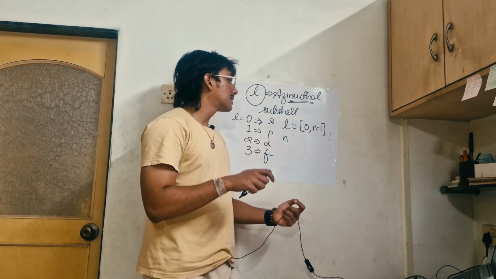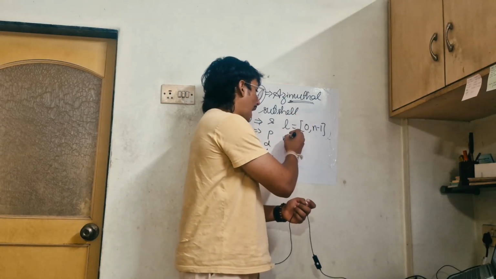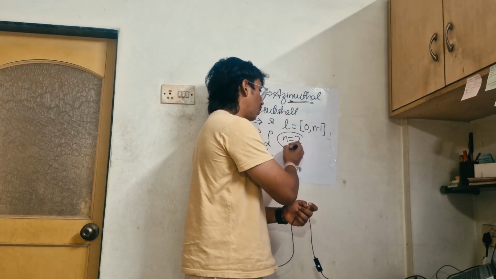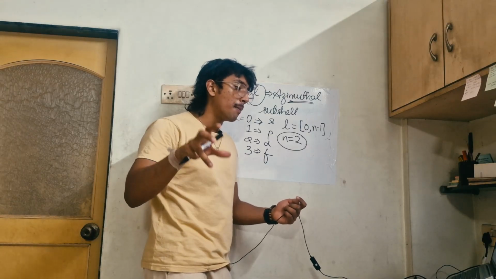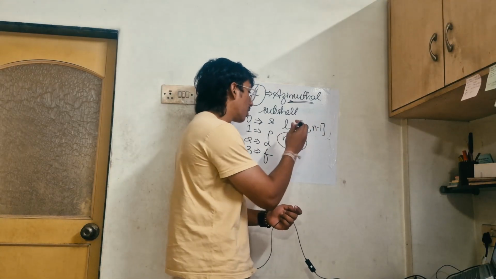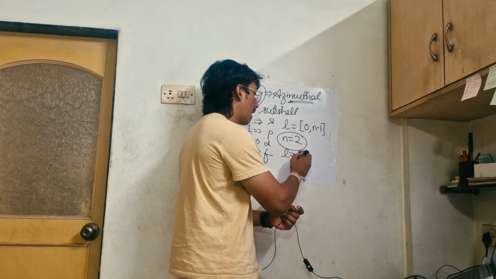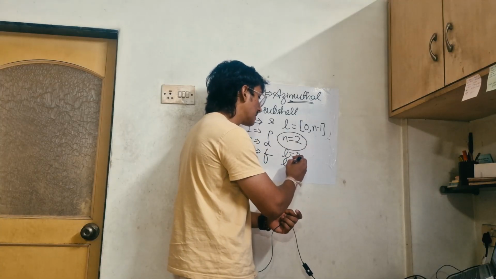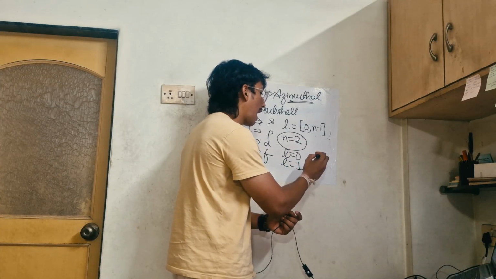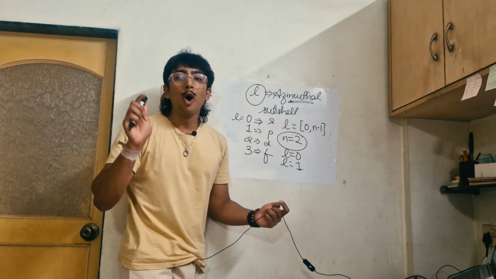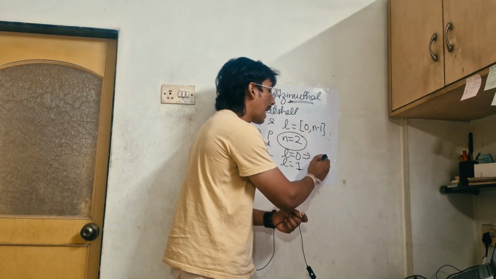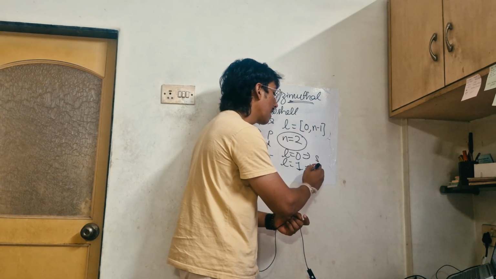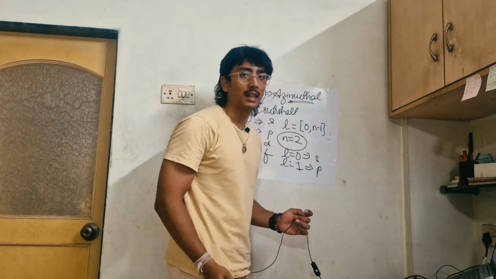Meaning what? Say my electron has an energy level of N equals 2. Then which orbitals become available to it? The ones corresponding to L is equal to 0 and L is equal to 1. Meaning, if it is occupying the energy level of 2, it can go into the S orbital, and it can go into the P orbital as well.